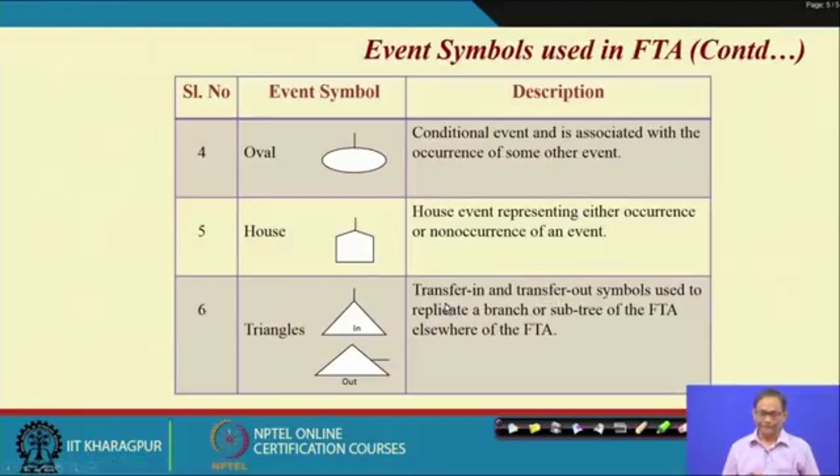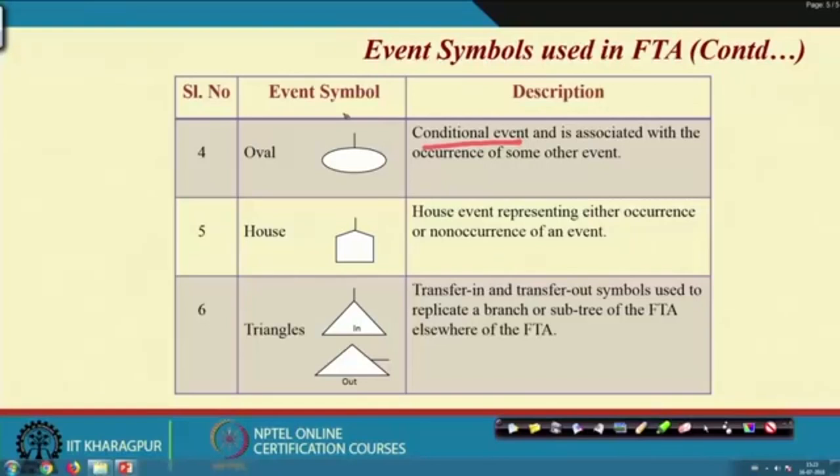Then what happened? Oval. Oval symbol is basically a conditional event. So, if something happened in reference to this, then only the top event will occur. For example, an alarm sounds, like in the pressure tank system, you have seen that there is an alarm sound under overpressure condition, and if the alarm sounds, at that time the operator needs to check the pressure gauge, and then he should remove the contact.